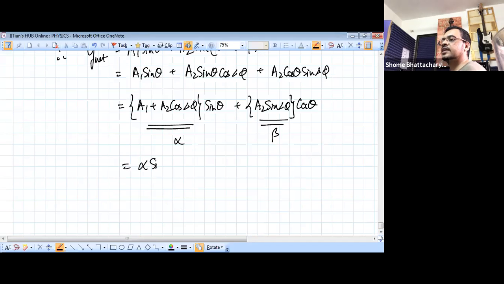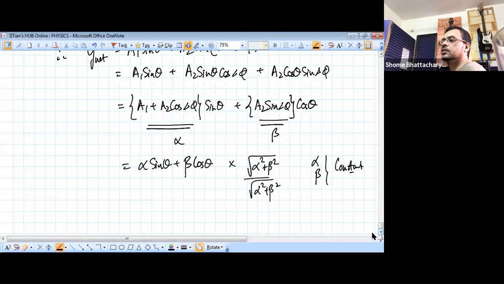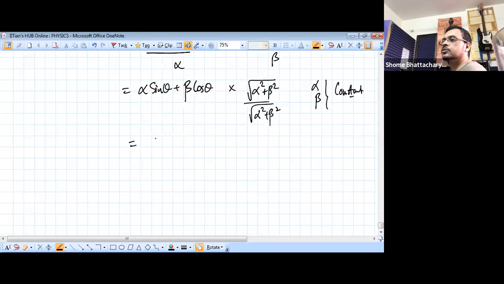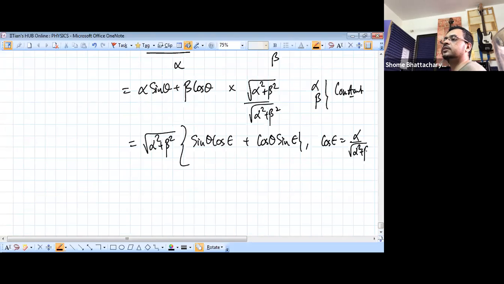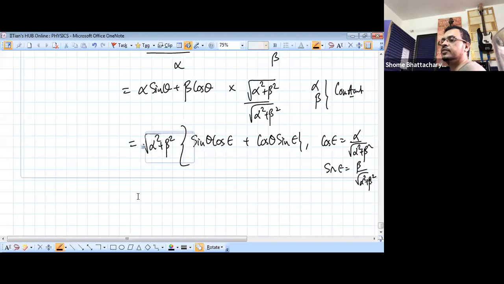So this becomes alpha sine theta plus beta cos theta, to which you can apply that trigonometric trick: multiply and divide by the square root of alpha square plus beta square, because alpha and beta are constants. So you can treat this as the square root of alpha square plus beta square into sine theta cos epsilon plus cos theta sine epsilon, where cos epsilon will become alpha upon root of alpha square plus beta square, and sine epsilon will become beta upon the same. Then expanding further, since alpha and beta are constants, the root of alpha square plus beta square is just a constant, the net amplitude, into sine of theta plus epsilon.